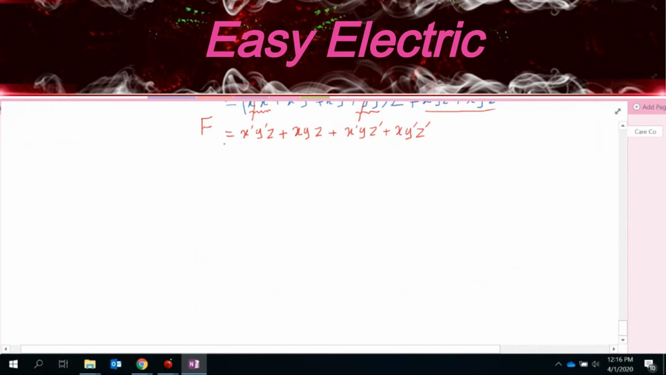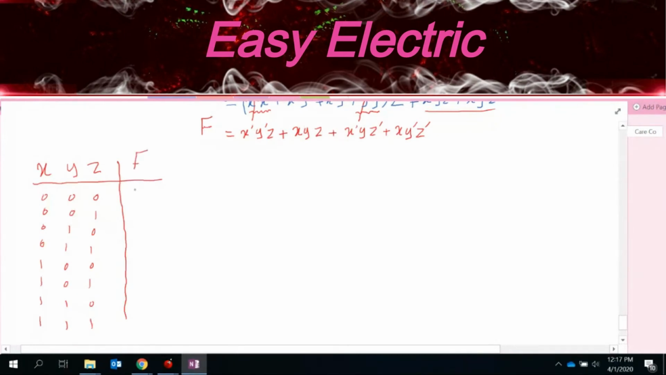So you already know the f is related to 3 variables. So you will have 8 different cases in the truth table, X, Y, Z. So you just say 0, 0, 0, 0, 1, 1, 1, 1. So this is 0, 0, 1, 1, 0, 0, 1, 1. The same thing, 0, 1, 0, 1, 0, 1, 0, 1.